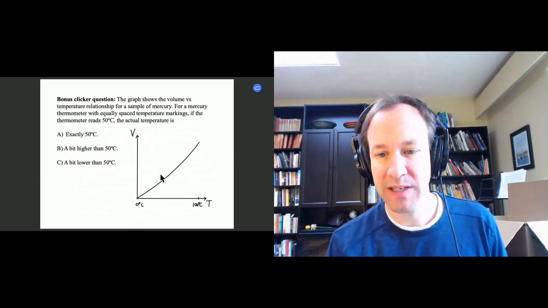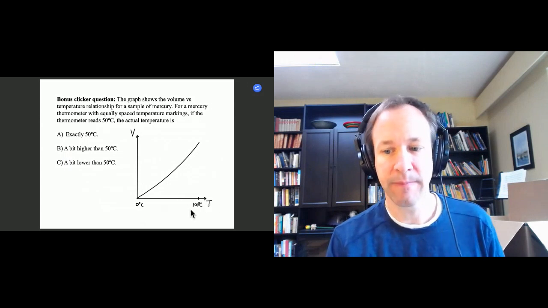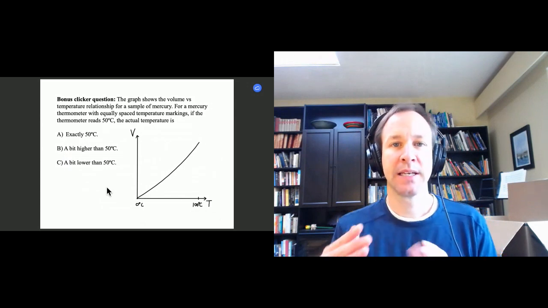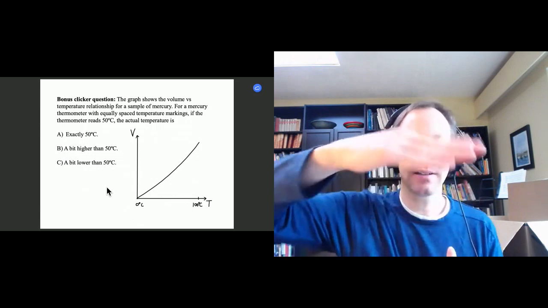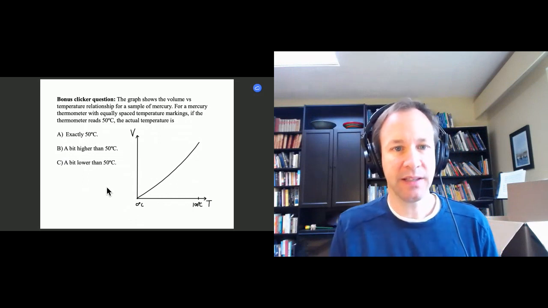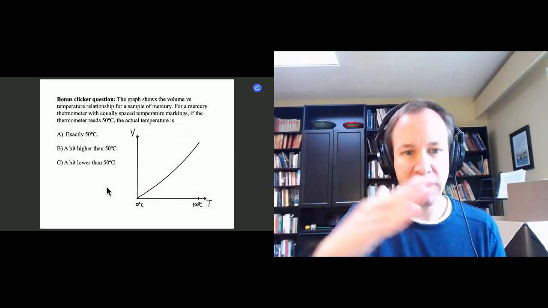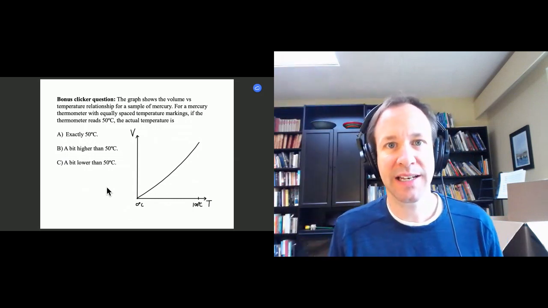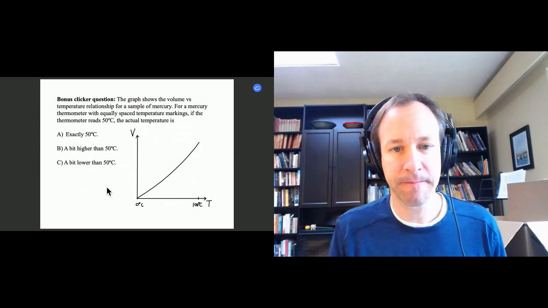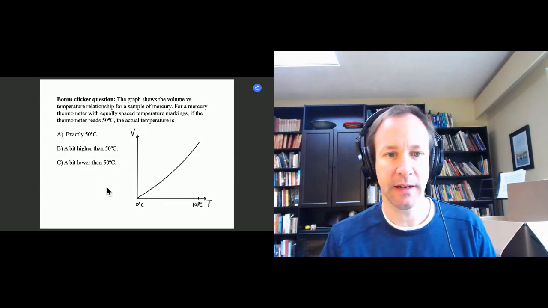This is supposed to be a graph of the actual volume of mercury versus the true Celsius temperature scale. Think about if you had simply placed equally spaced marks on the thermometer, then you put the thermometer in the water. If it reads exactly 50 Celsius on your thermometer with equally spaced markings, could you say that the actual temperature is exactly 50, or a bit higher than 50, or a bit lower than 50? Maybe pause the video, think about that, and then come back.